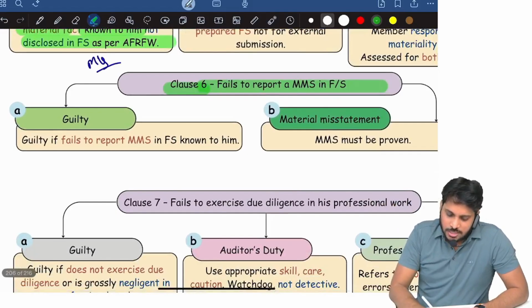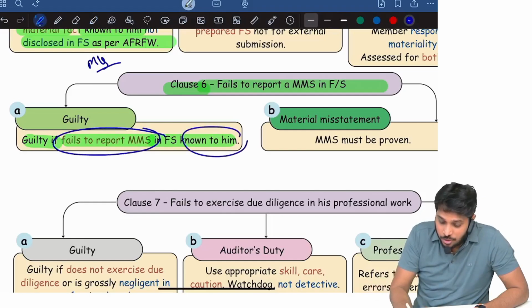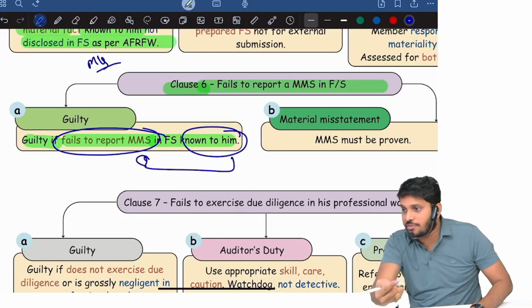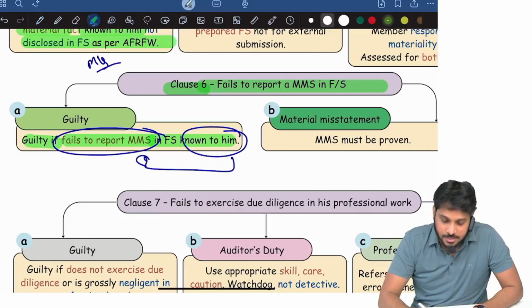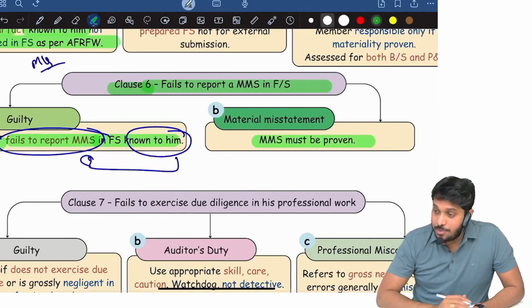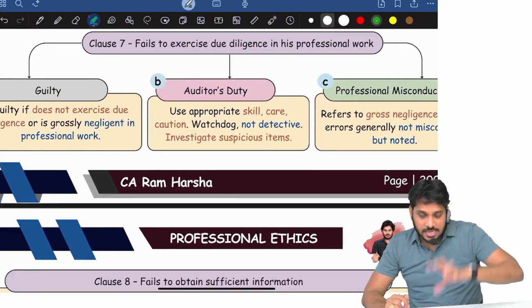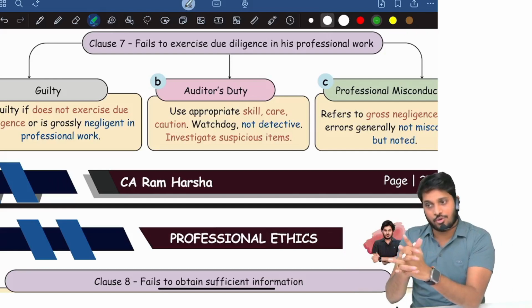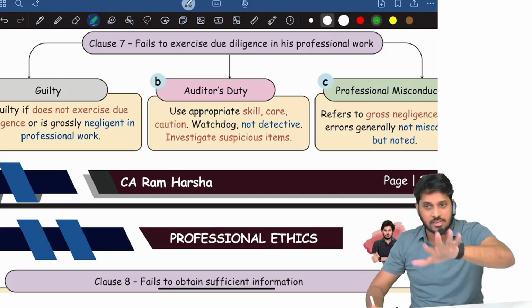Clause number 6, guilty if at all failure to report MMS known to him. Remember, it's not just a failure to report MMS. It's that there is a material misstatement in financials, but you gave an unqualified opinion. Then only guilt will attract in clause number 6 and clause number 5. Next. MMS must be proven. Next, clause number 7. Once I finish this clause, I will tell you the integration of all these clauses, because in exam you will see sometimes clause number 2, 5, 7, which clauses I have to mention. That confusion is there. I will tell you one trick.